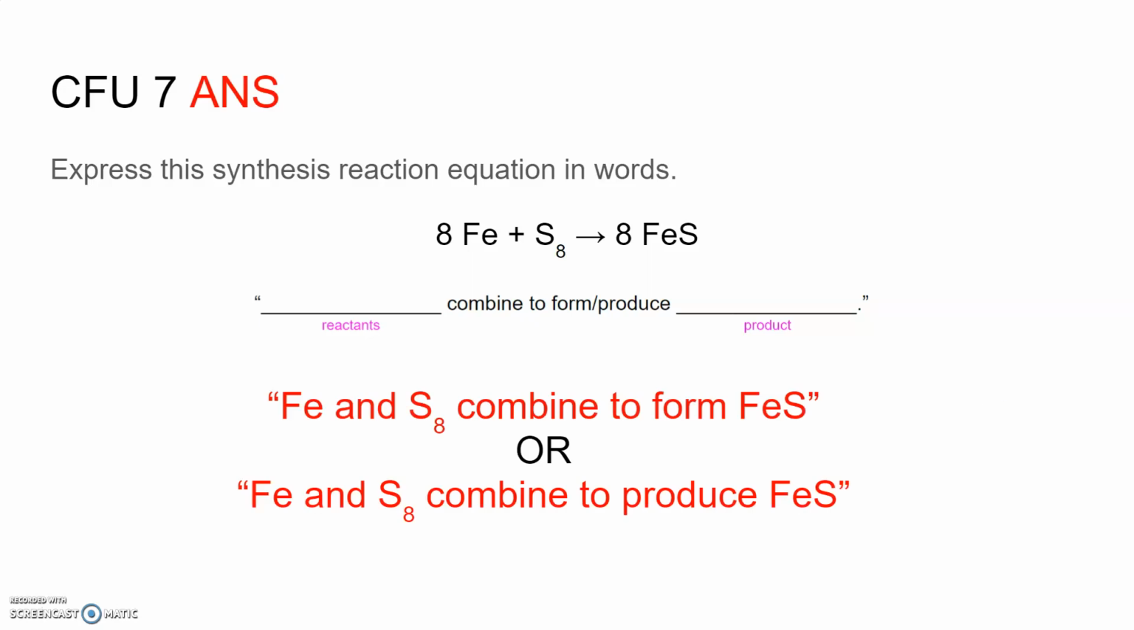All right, so using the sentence frame, you should have something that sounds like this. Fe and S8 combine to form FeS, or Fe and S8 combine to produce FeS, or combine to make FeS. All right, so that is for a synthesis reaction. Let's take a look at a decomposition reaction.